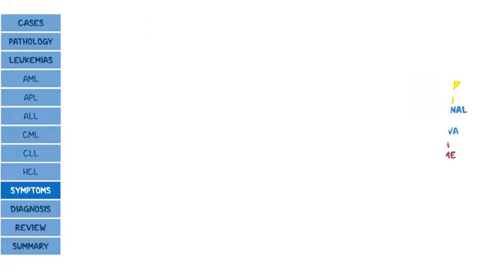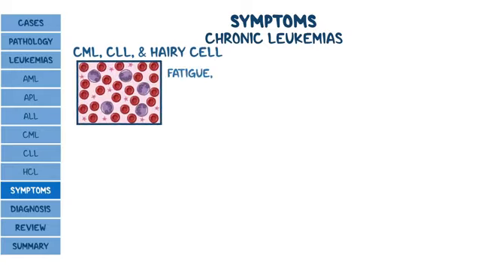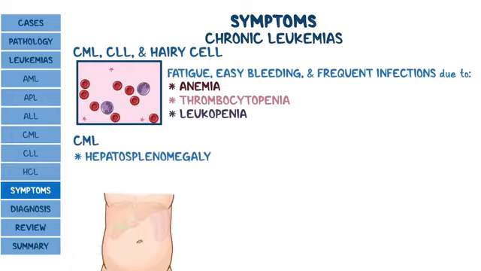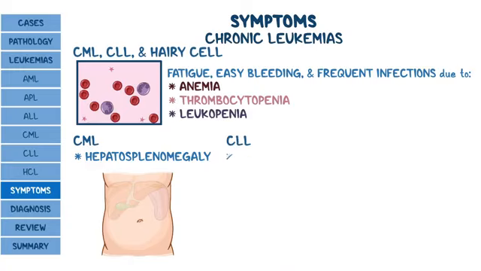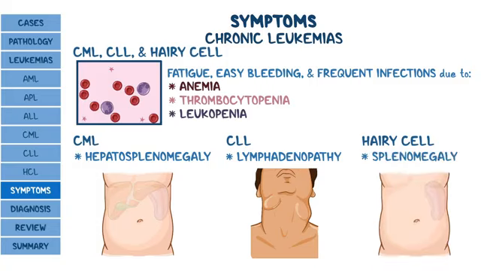Now let's move on to chronic leukemias. Symptoms of CML, CLL, and hairy cell leukemia also include fatigue, easy bleeding, and frequent infections due to anemia, thrombocytopenia, and leukopenia. In addition, hepatosplenomegaly is typical in CML and often causes a feeling of abdominal fullness, while CLL is characterized by lymphadenopathy that often causes mild but localized pain in the lymph nodes. Now, in hairy cell leukemia, patients typically present with massive splenomegaly, but peripheral lymphadenopathy is uncommon.